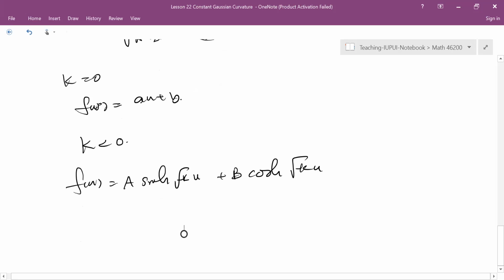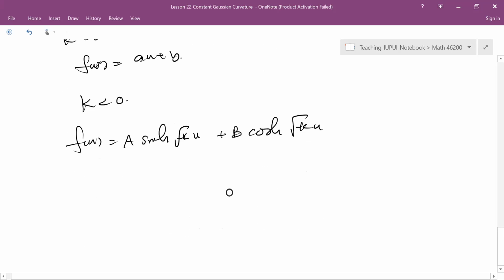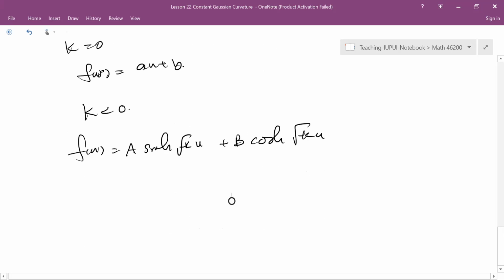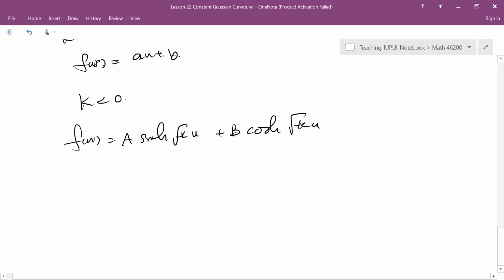You can verify by differentiating twice. In this case, it is going to be negative k times f. You can double check that. So this is indeed a solution. Those are the general solutions. Now, using this, we get the following proposition.